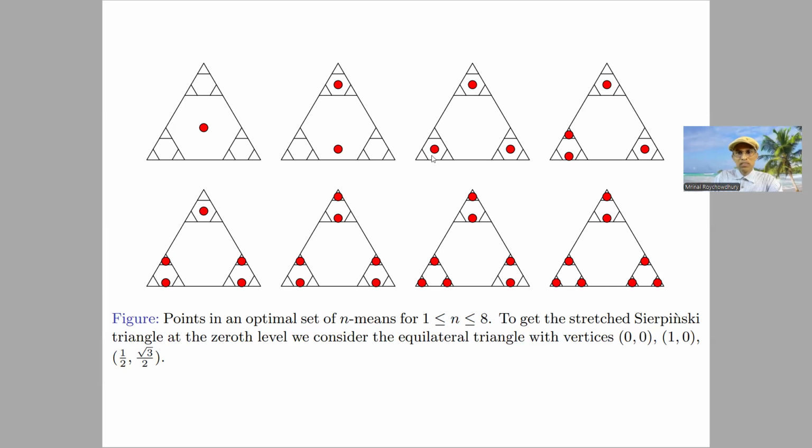Now, the optimal set of 3 means are the centroid of this triangle, the centroid of this triangle, and the centroid of this triangle. Now, the optimal set of 4 means looks like this. Of course, there are several, because by symmetry you can move this to here and you can move this here. And so these are the configurations of optimal sets of n means for n equal to 1 up to 8.